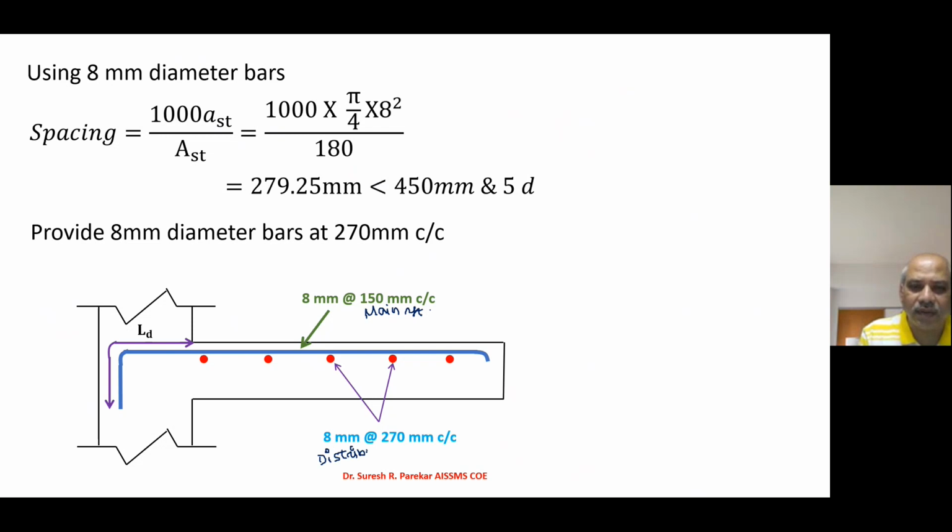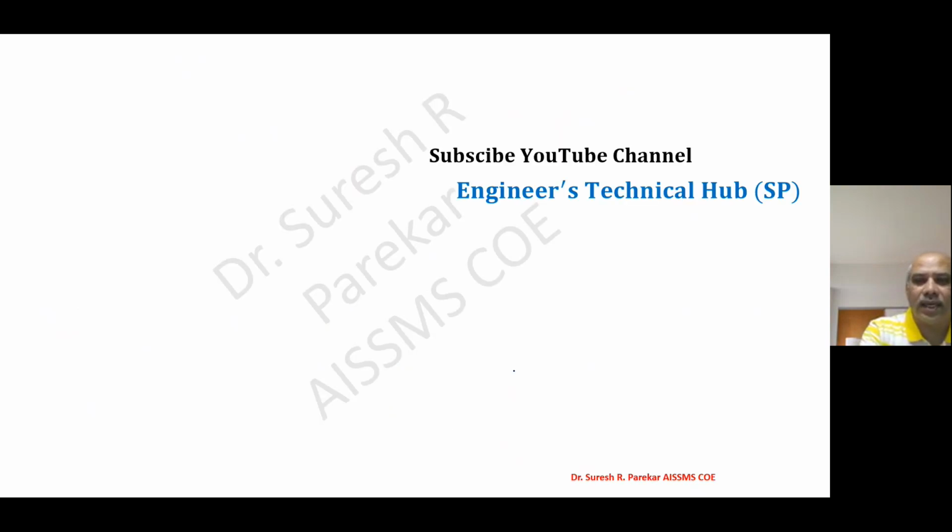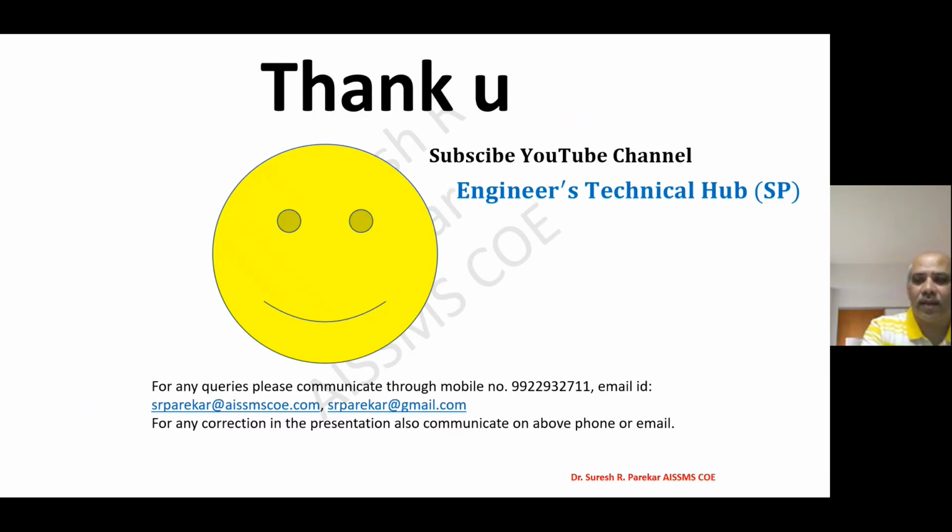And this section actually we have to draw, the distribution steel. So this diagram we have to plot, and distribution steel is always inside. Main reinforcement we have always on the outer side. So this is this problem that is related with your cantilever slab.